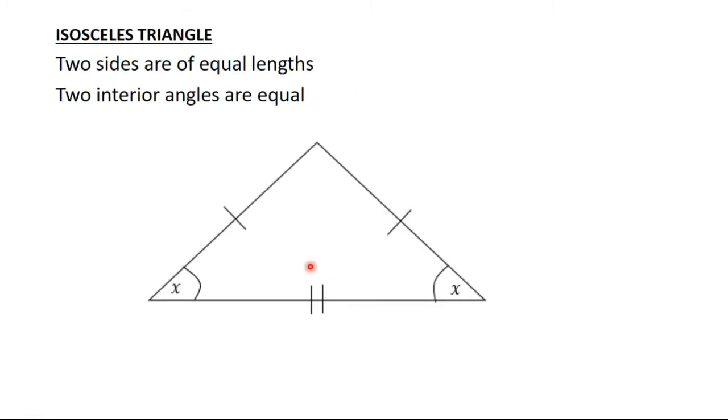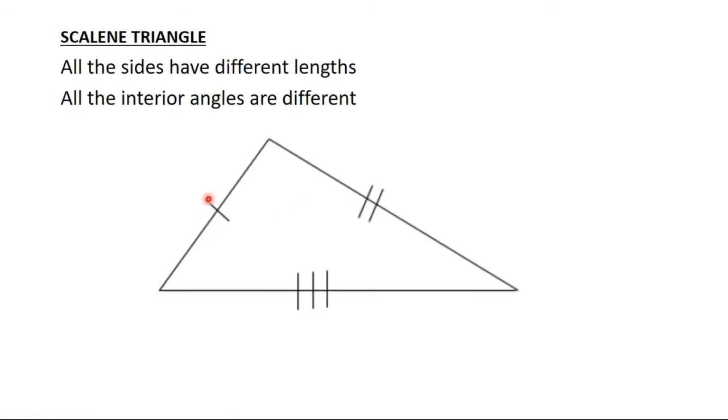So for an isosceles triangle, there's one line here and one line here, showing that the length of this side and the length of that side are the same, but the length of this side is different, so two lines are used to show. When you come here, the length of this side and the length of that side and the length of that side are different, so we use one line here, two lines here, then three lines here. Also, all the interior angles are different, so the angle formed here will be different, the angle formed here will be different, and the angle formed here will also be different. When you have such a triangle, we say that you have a scalene triangle.